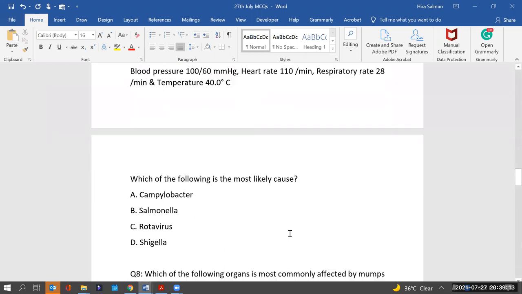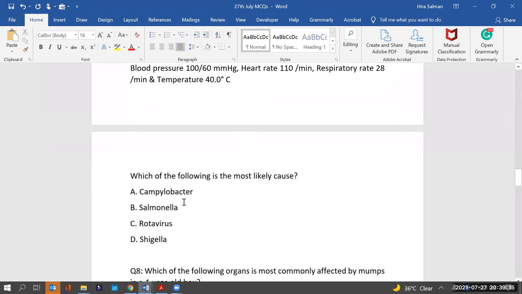Which of the following is the most likely cause? Campylobacter is one of the most common gastrointestinal infections, but it is associated with processed food or some food poisoning history, maybe a restaurant, lunch or dinner history. But for Campylobacter, you will never see any kind of neurological manifestation. Salmonella again, we will never see neurological manifestation. Most of the time Salmonella causes watery diarrhea, not bloody diarrhea.